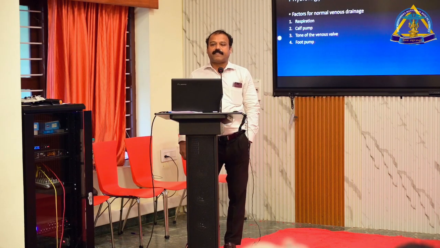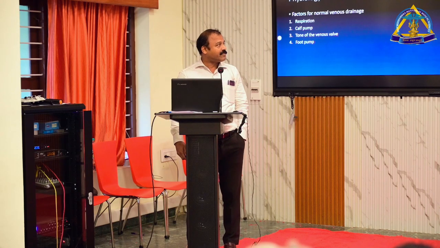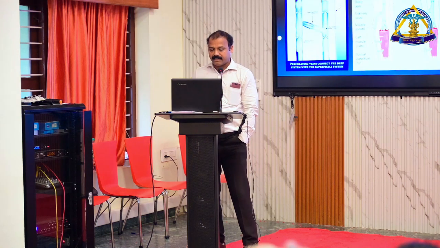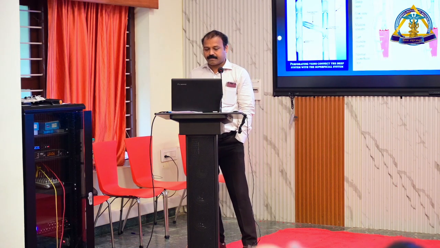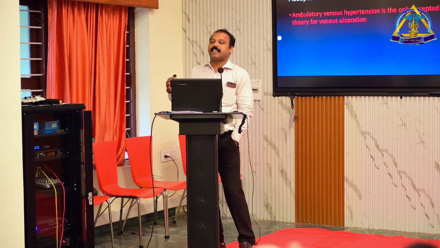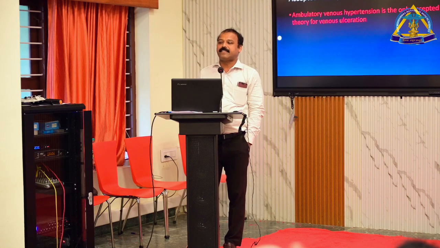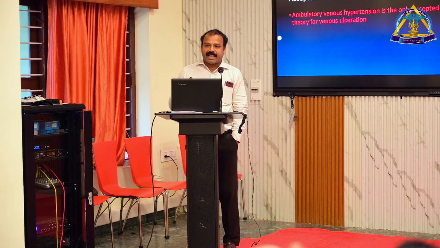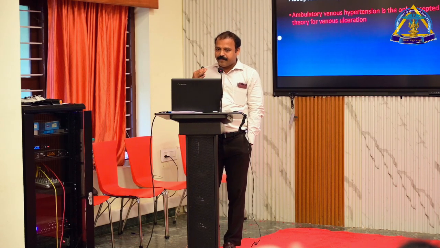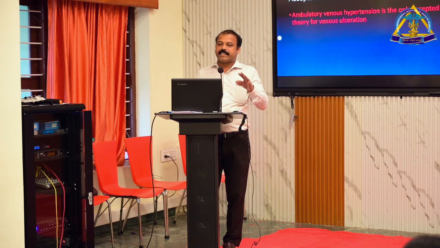Then physiology: the factors promoting normal venous drainage are respiration, cough pump, tone of the venous valve and foot pump. If any one is weak, the patient develops varicose vein. Another take home message: in a varicose ulcer there were so many theories, fibrin cuff, white cell trapping; these are all the old theories. Nothing is accepted except ambulatory venous hypertension. When there is a venous insufficiency, every time you walk, the pressure starts increasing. That is the reason why it is the accepted theory.